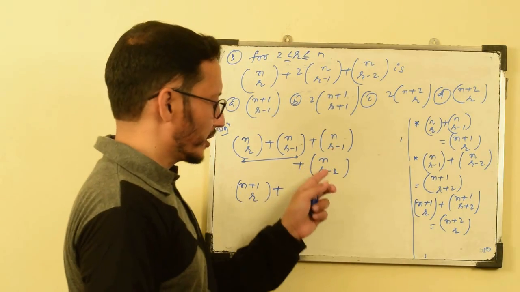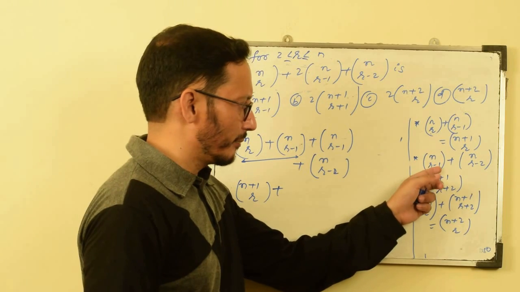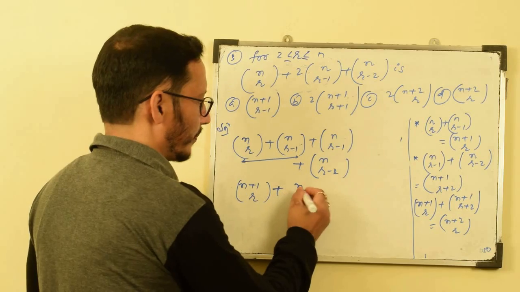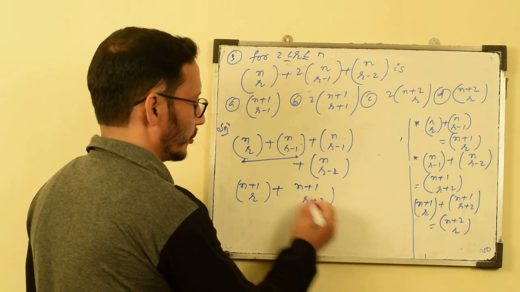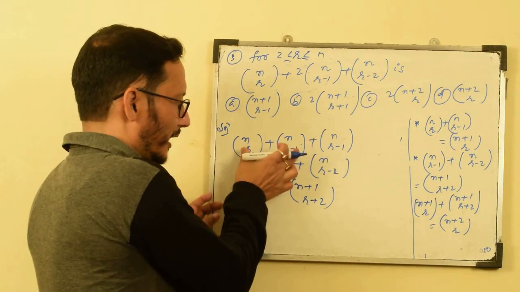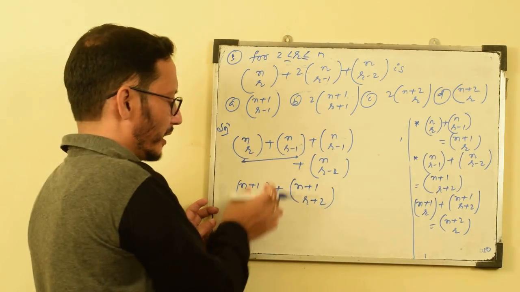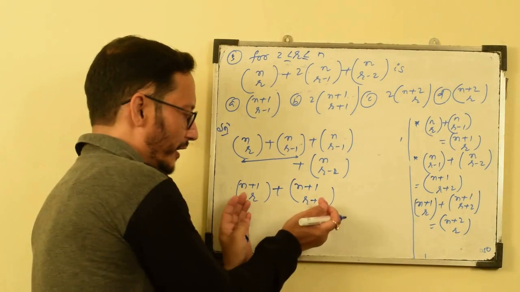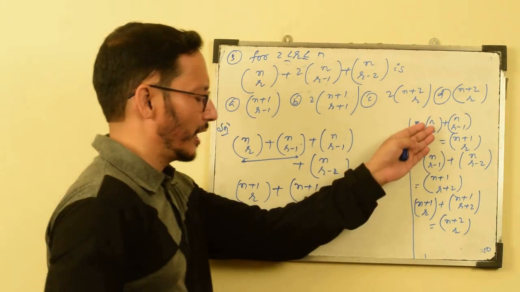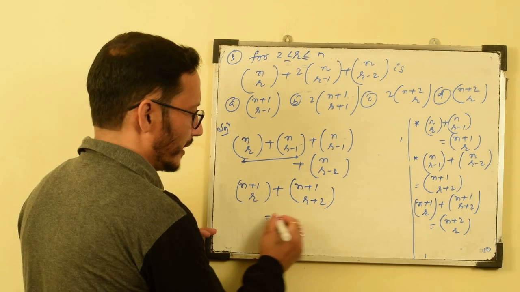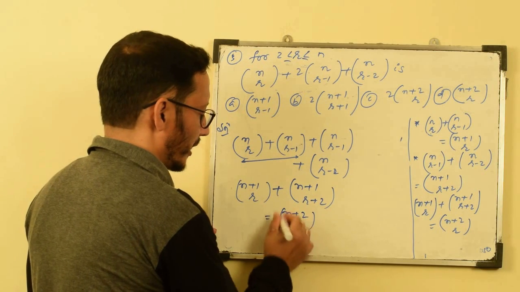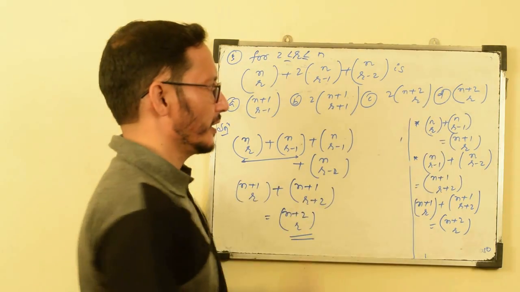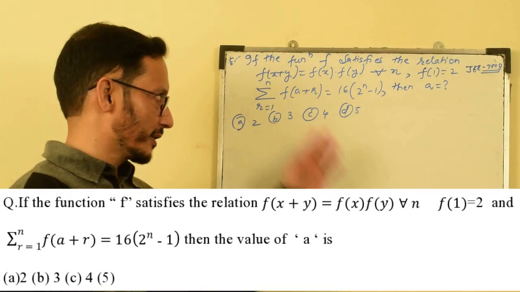If I combine this one and this one, nC(r minus 1) plus nC(r minus 2), it always gives you (n plus 1)C(r minus 1). Yes? So with the help of this formula I am getting this value, and with this formula I am getting this one. If I combine these two again with the help of this formula, we get (n plus 2)Cr. So (n plus 2)Cr is your correct answer and option D is correct.